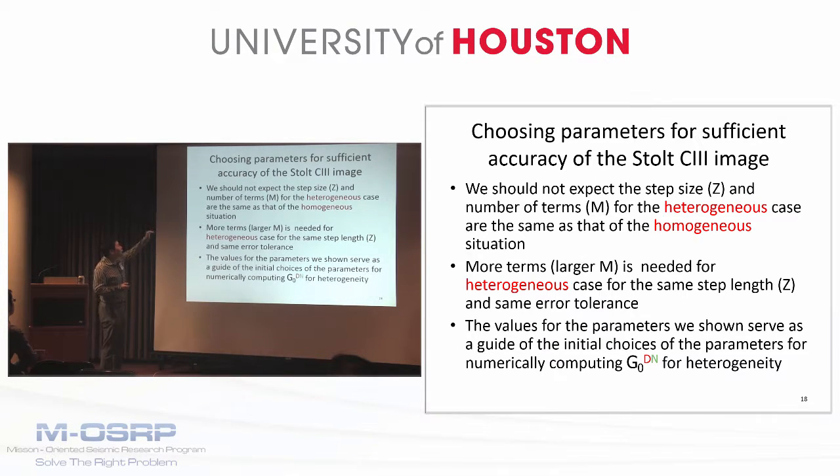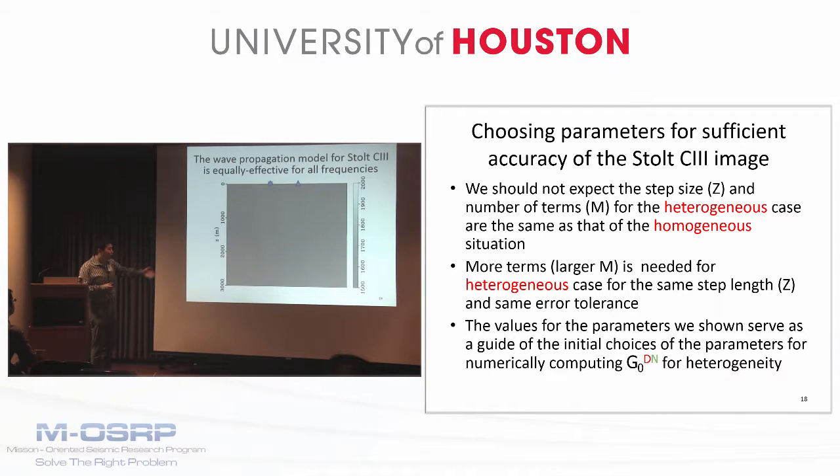Several comments we want to make about the numbers. We know that our final goal for the numerical scheme is a heterogeneous medium, and here we do the analysis on the homogeneous situation. If we use the heterogeneous case, keeping the same step length and the same error tolerance, the number of terms needs to be larger. But still, the values from the tables can serve as an initial guide on how to choose the parameters to achieve enough accuracy for G0DN numerically for the heterogeneous case.